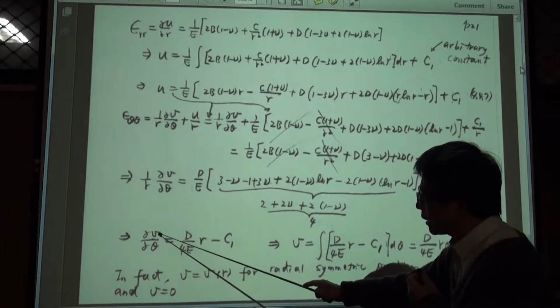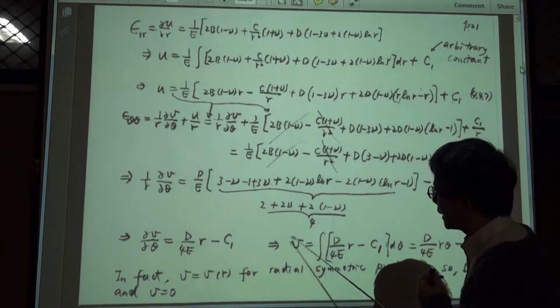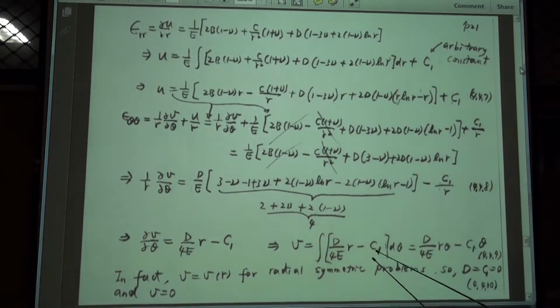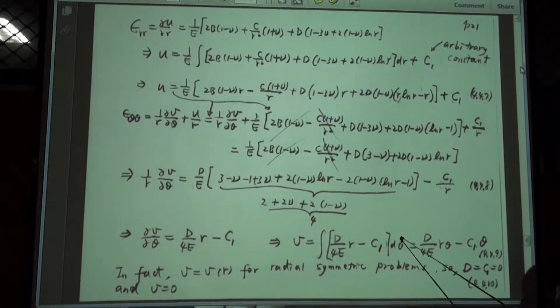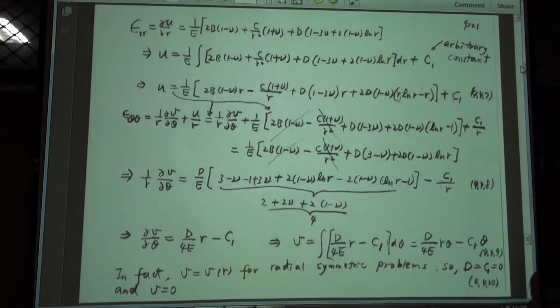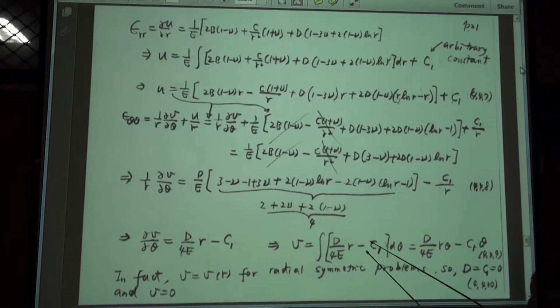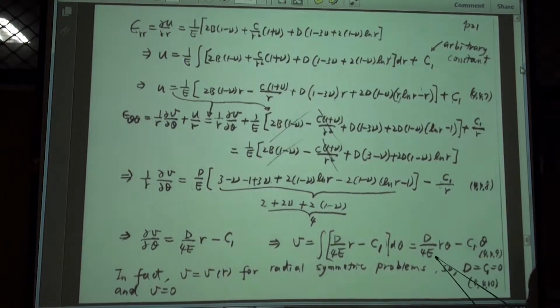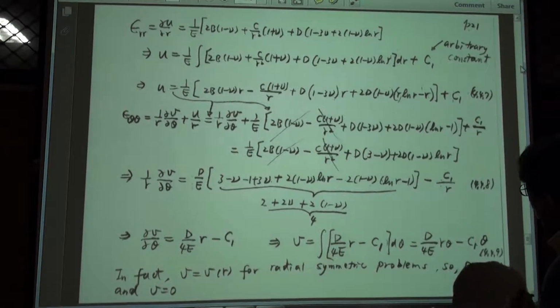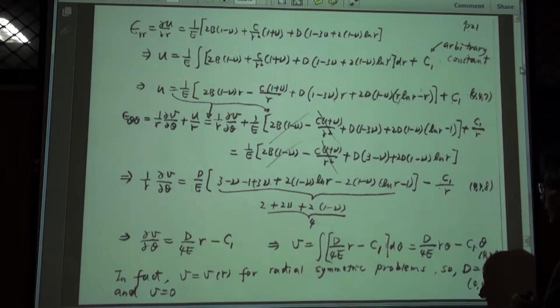If we integrate this term with respect to theta, we get v, and this one will become here. But see, theta and r are independent of each other, so the integration can be carried out directly, and this term will become like this, and this term becomes like this. Now, come to the main point.